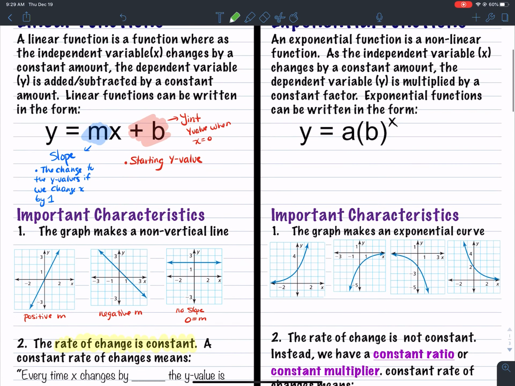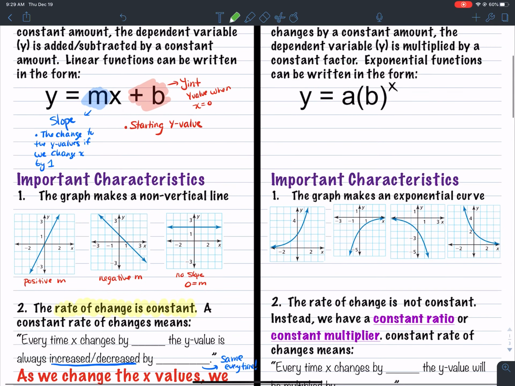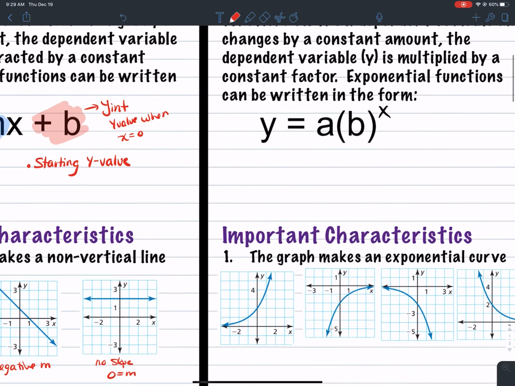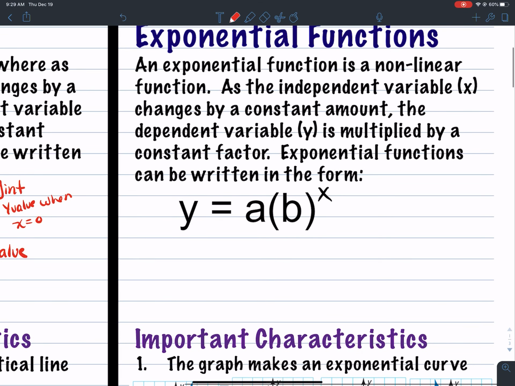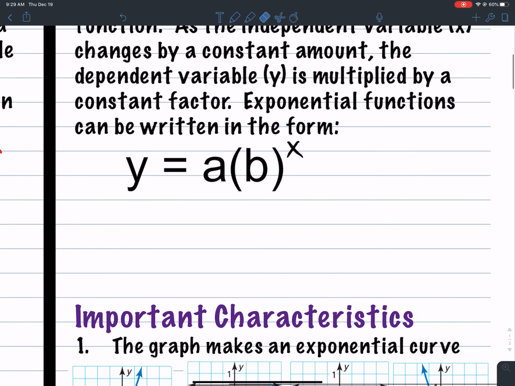Now, as we transition to an exponential function, it does not have a constant change. Instead, what we have is this thing called a constant ratio, or sometimes referred to as a constant multiplier. So an exponential function has a few different letters. It's called a times b to the x, and this value of b has nothing to do with this value of b. So please don't confuse the two.